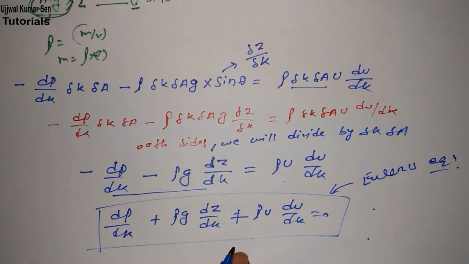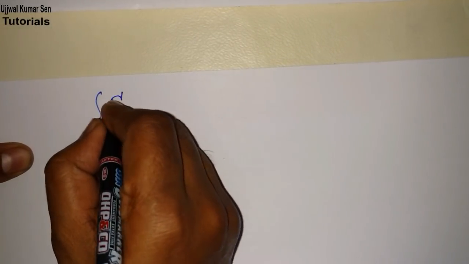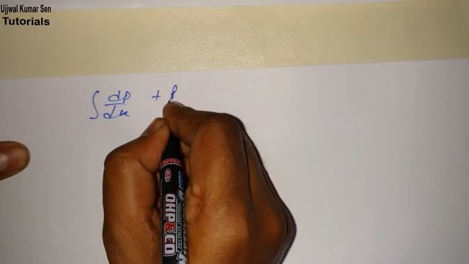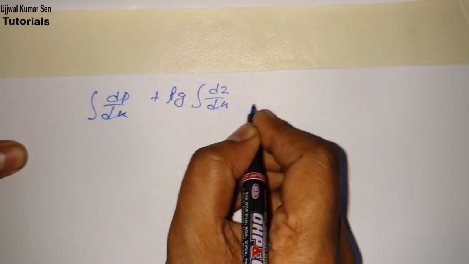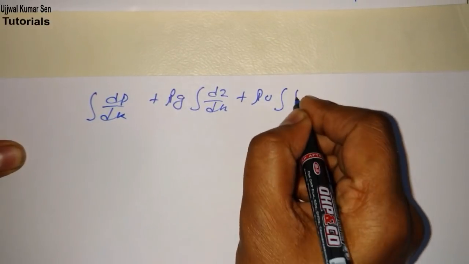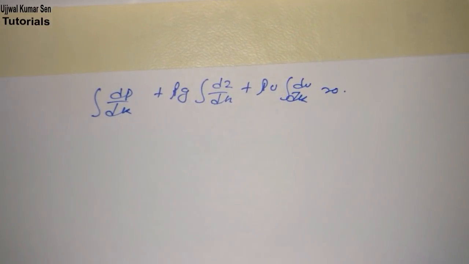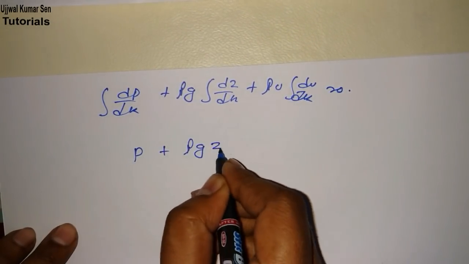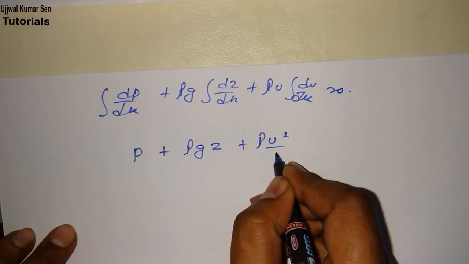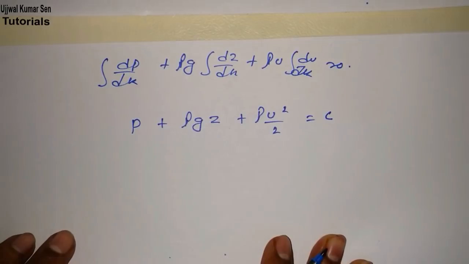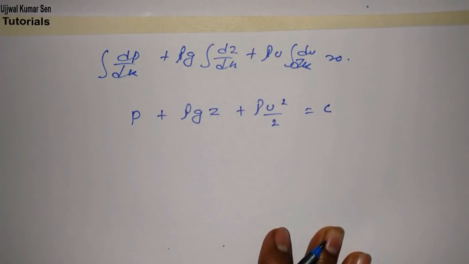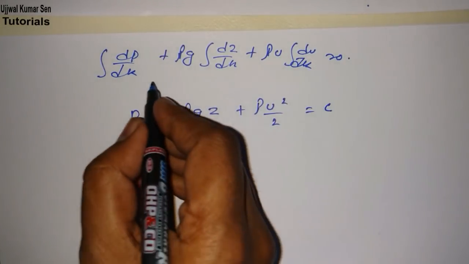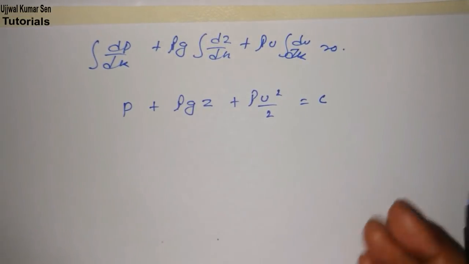That is the interesting part, right? So let's go for it. Do the integration first. We integrate dp by dk plus rho g dz by dk plus rho u du by dk is equal to 0. After integration we get p plus rho g z plus rho u square by 2 is equal to c. Now we can divide after the integration, because this is a constant.